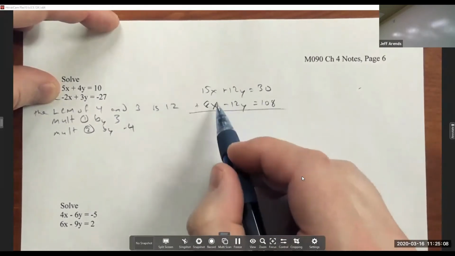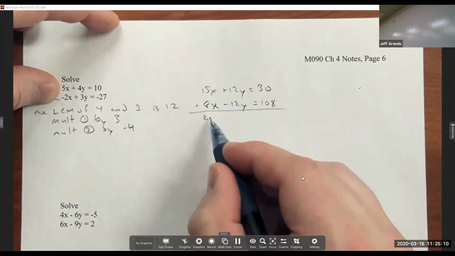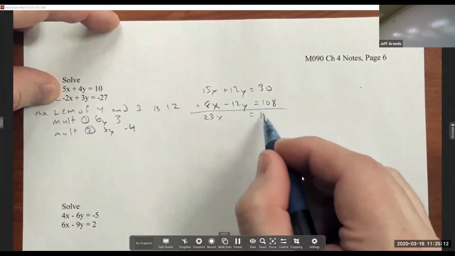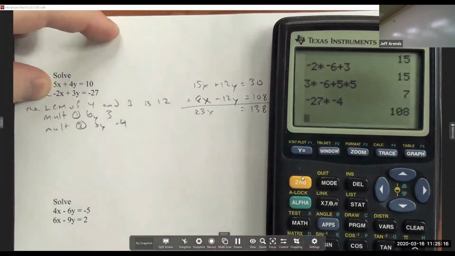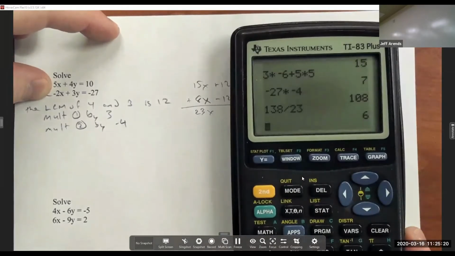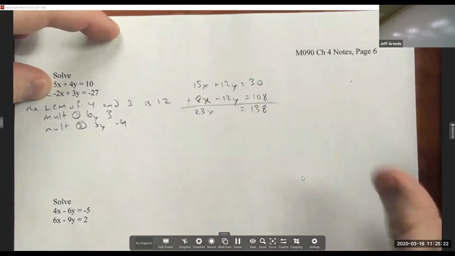Now when I add these two equations together, I get 23x equals 138. And hopefully this comes out nicely. 138 divided by 23. Hey, looks like it does come out nicely. We got x equals 6.